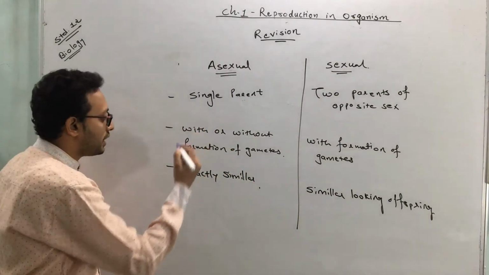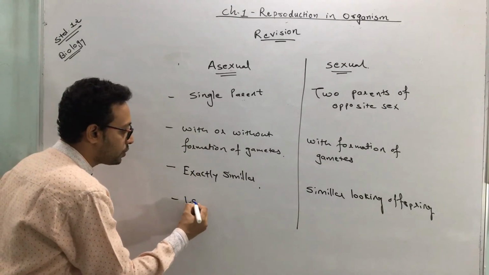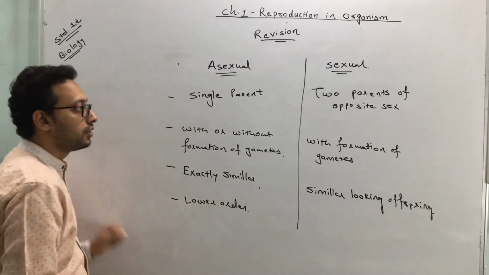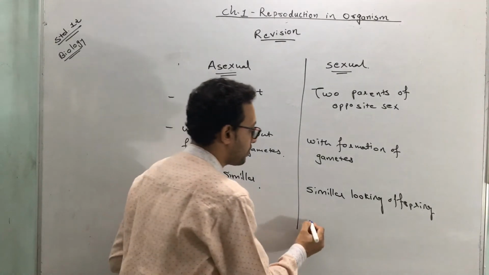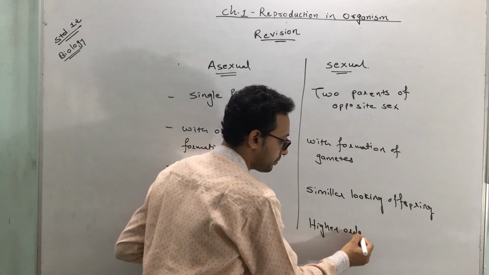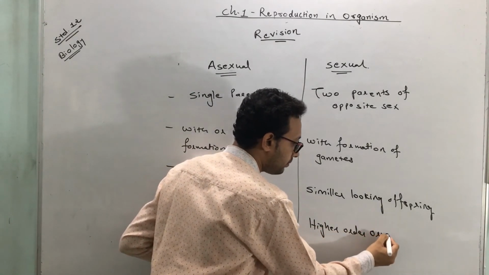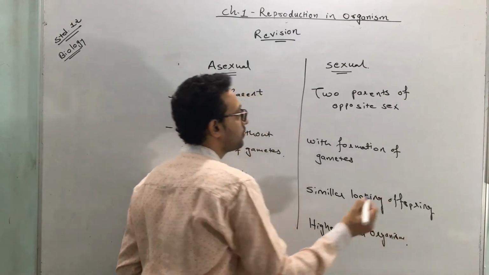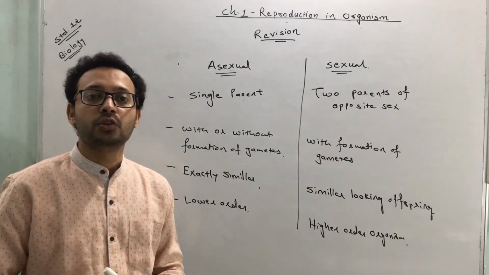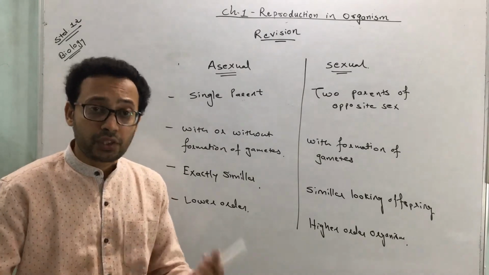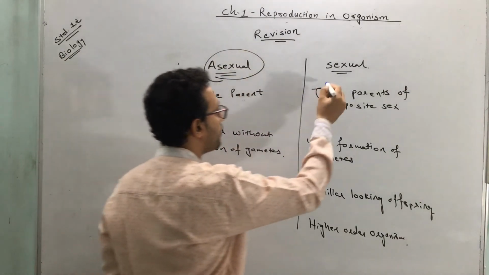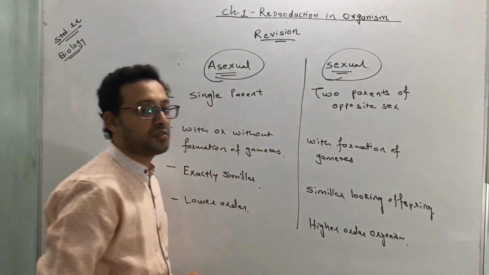Next, the asexual mode of reproduction usually happens in lower order organisms. And the sexual mode of reproduction usually happens in higher order organisms. Okay, so this is the difference between sexual and asexual modes of reproduction. Now the question comes to our mind: which is better, the asexual mode of reproduction or the sexual mode of reproduction?